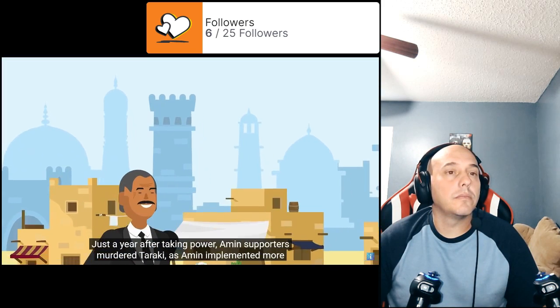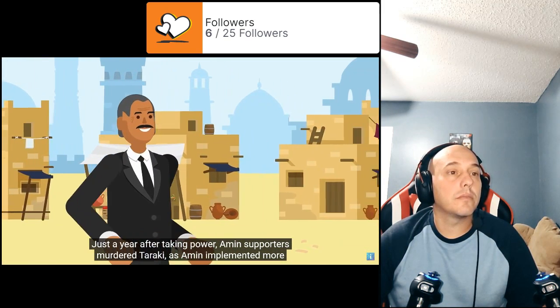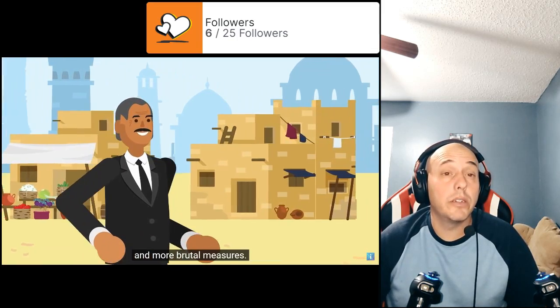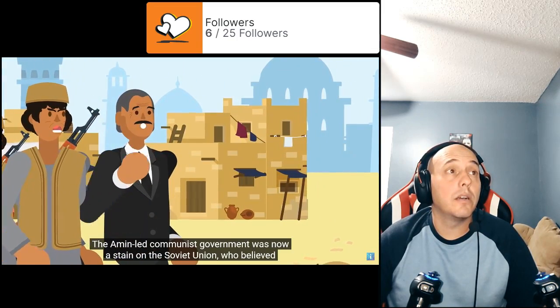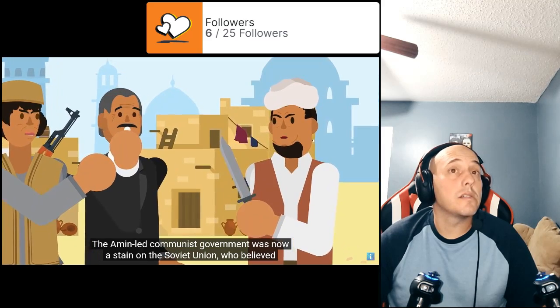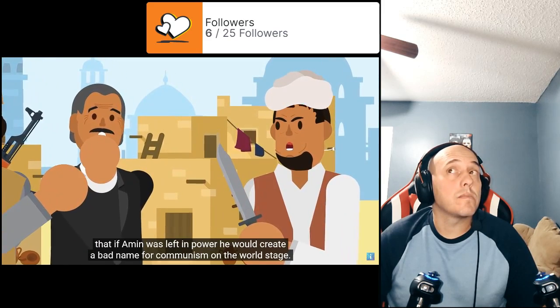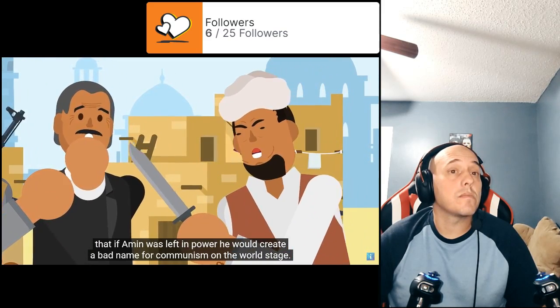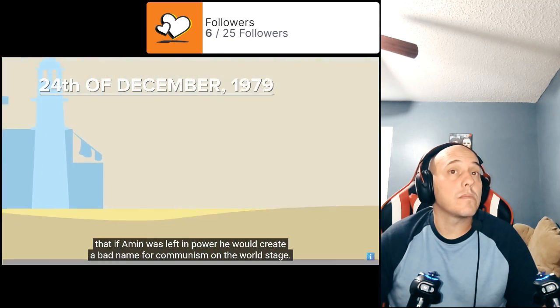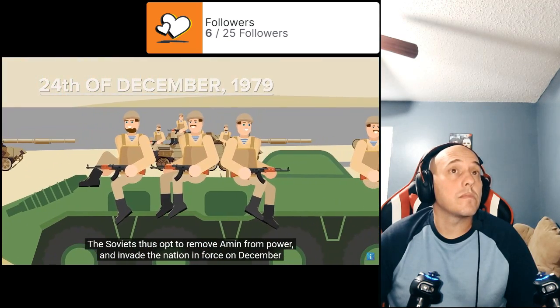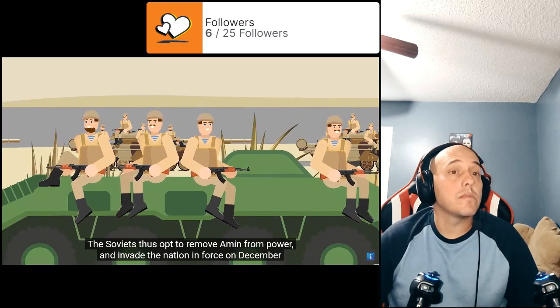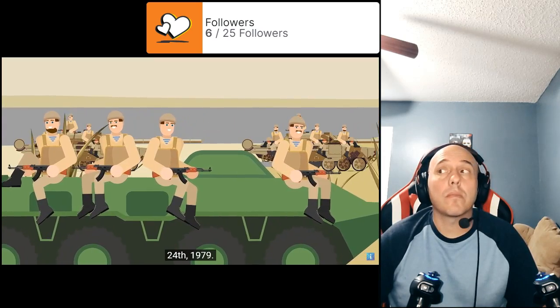Just a year after taking power, Amin supporters murdered Taraki as Amin implemented more and more brutal measures. The Amin-led communist government was now a stain on the Soviet Union, who believed that if Amin was left in power, he would create a bad name for communism on the world stage. The Soviets thus opt to remove Amin from power and invade the nation in force on December 24, 1979.